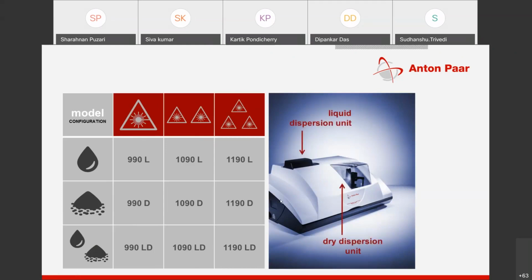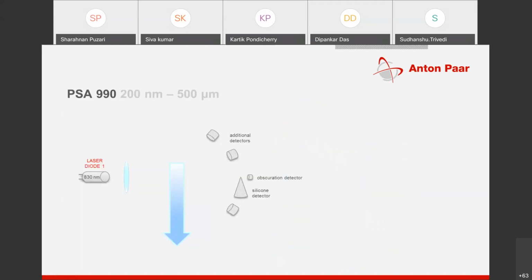You can see here the top black color is the liquid dispersion, and here this glass covered is the dry dispersion unit. This is how it looks. Now I'm telling you the configuration. This is the basic laser diffraction system diagram. You have a diode laser at one side, then some lens arrangement. After that, you pass the samples, and on the other side you have some detector arrangement to capture the intensities.